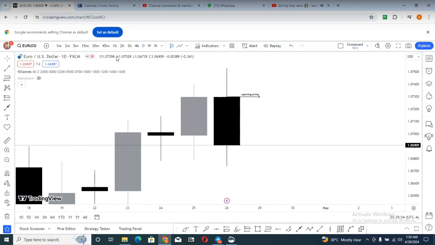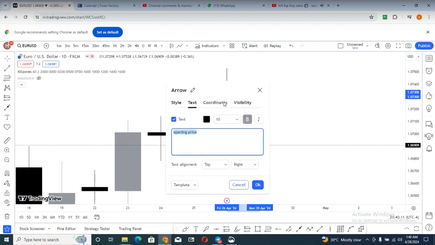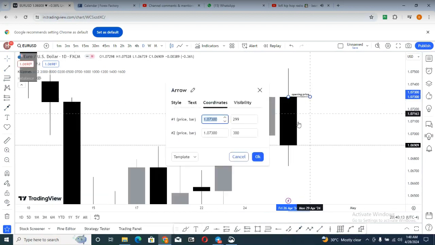Open, high, low, close. So now what's the open value? The open value for this, you check here where I'm putting my mouse. The open value for this is 07298. So to get our exact price, that's our open value. That's the opening price for the bearish.